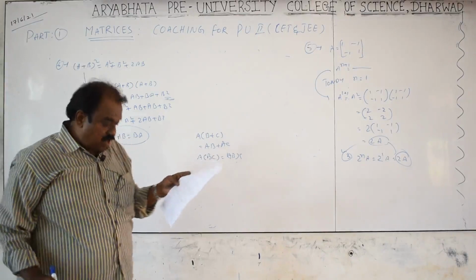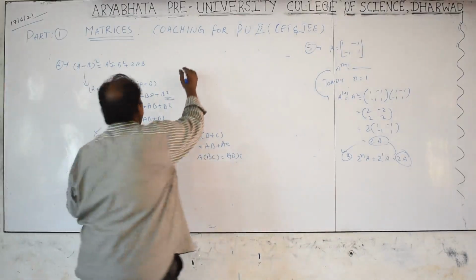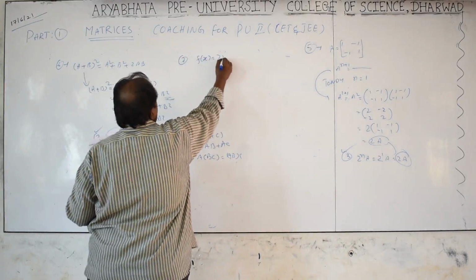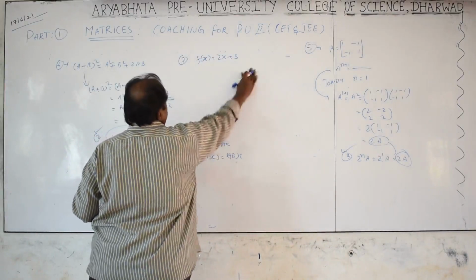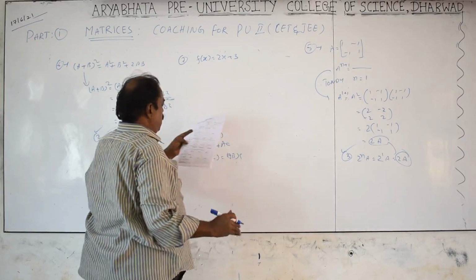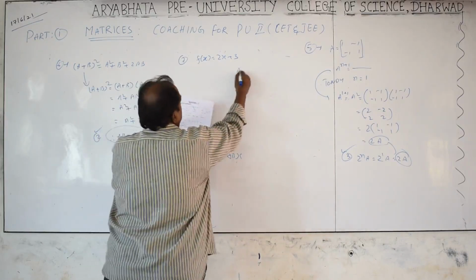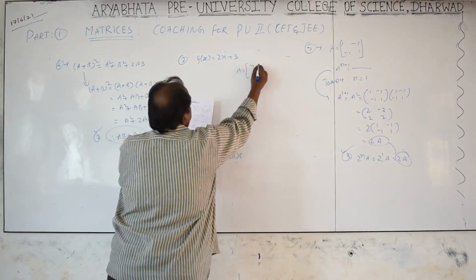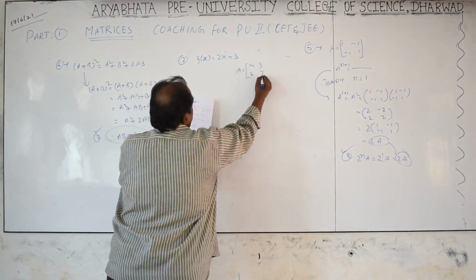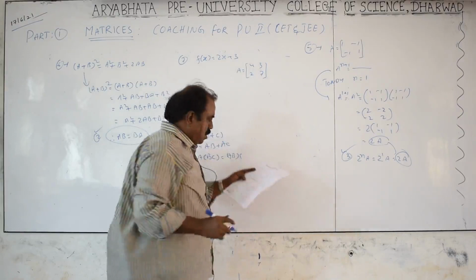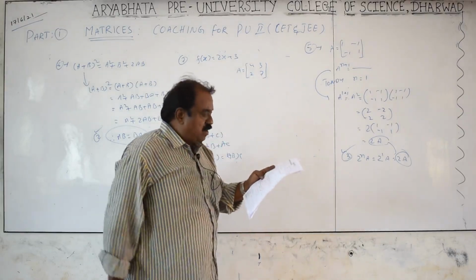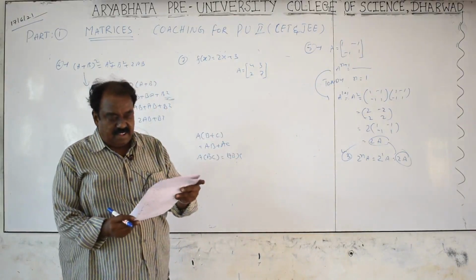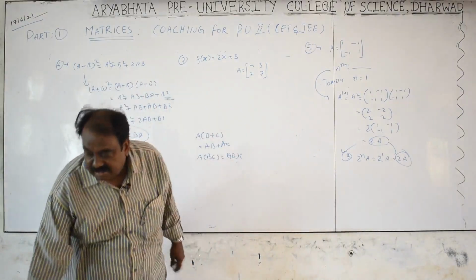The seventh one. F of x is equal to 2x plus 3. And what are we given again? Capital A is equal to a matrix, 4, 3, 2, 7. That is A. Then the value of f of A is asked.